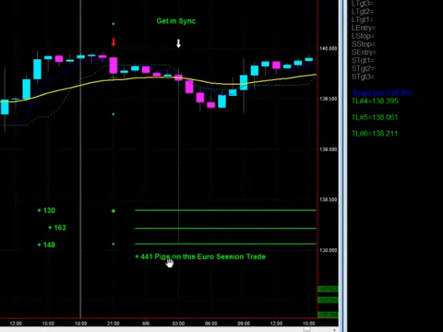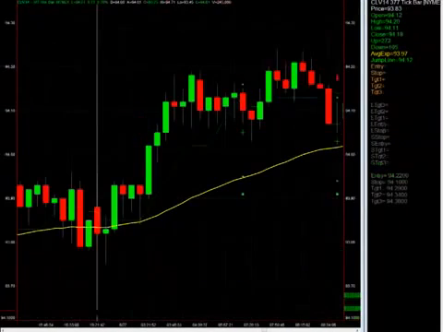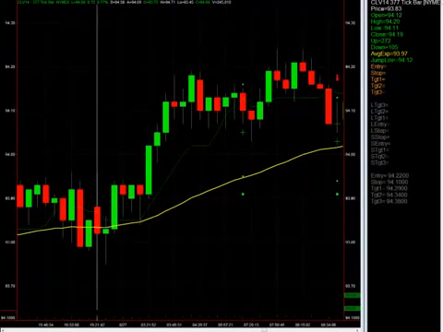The trader made 163 pips, 441 pips on one single trade on an hourly chart trading the euro-yen with the Trend Jumper Reversal Trader. Trades great on futures as well. This is a chart of crude oil futures. We trade this every day in the live trade room with Trend Jumper.